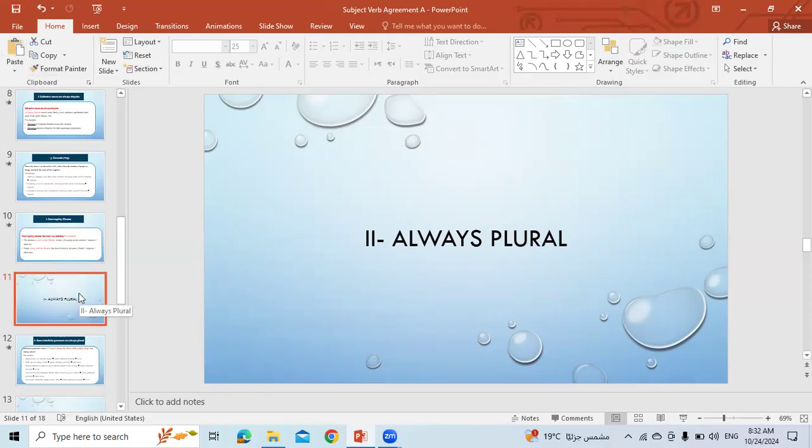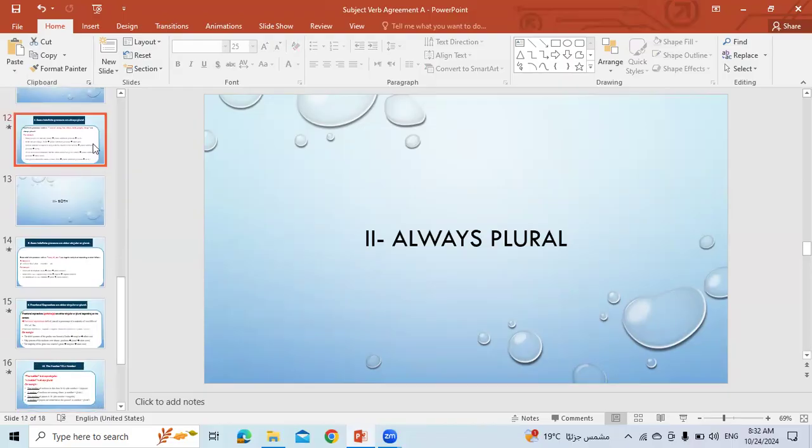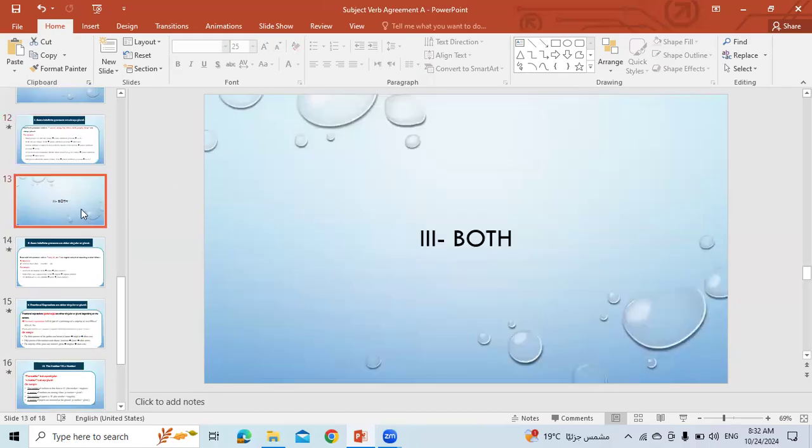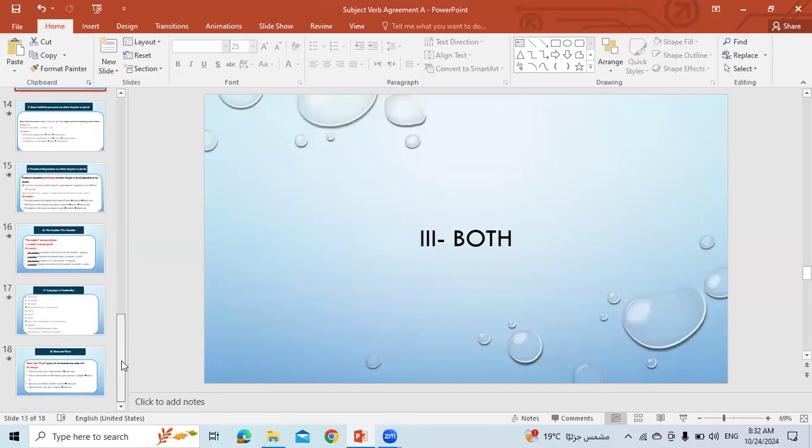Now we have part 2 of the lesson. What did we say? We have the always plural: several, many, few, others, both, people, sheep. And then the final part of our lesson was what?